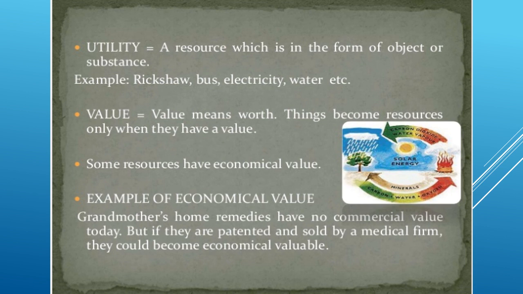The third point is some resources have economic and non-economic value. Some resources we need to buy, some we need to go to the mall to enjoy, so these resources have economic value. But some of the resources we only enjoy, for example mountains, sunrise, sunset, beach, so these resources have non-economic value but still they are resources.